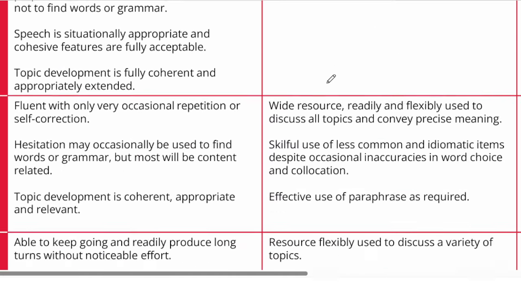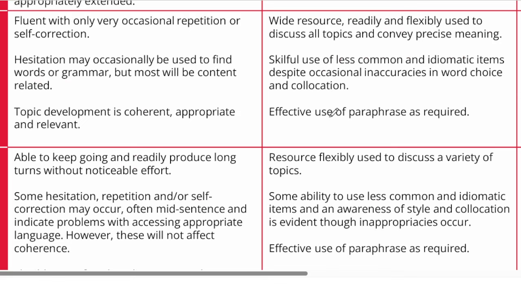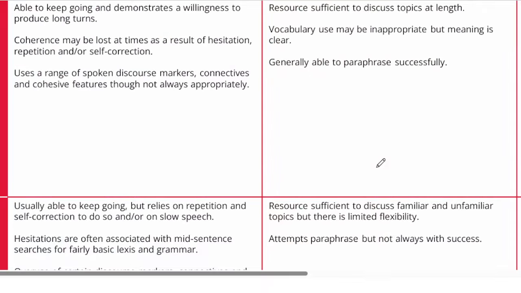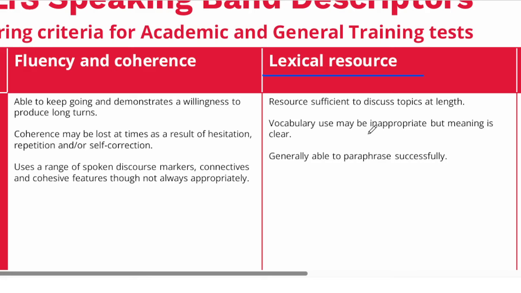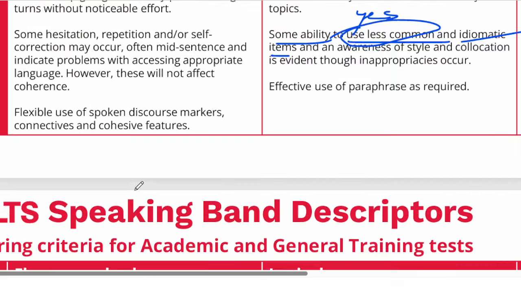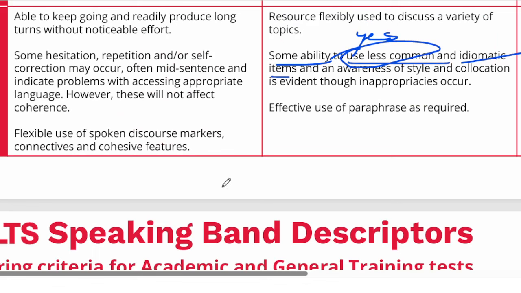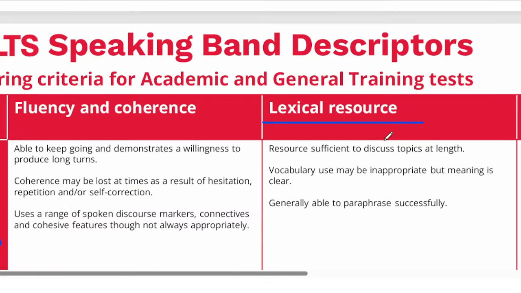Right. So if you go to the lexical resource, they are asking for something, for example, the ability to use less common items or idioms. So they are asking if you have the ability to use some less common items. If you always use yes, they will not give you this. Here, vocabulary may be inappropriate. So see the difference between band 6 and band 7.